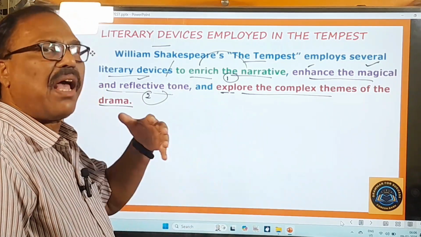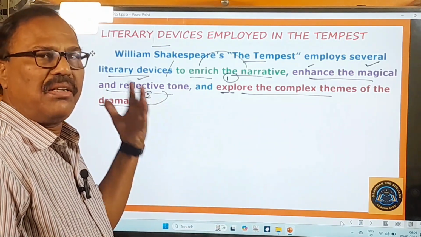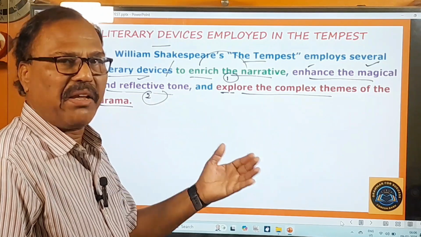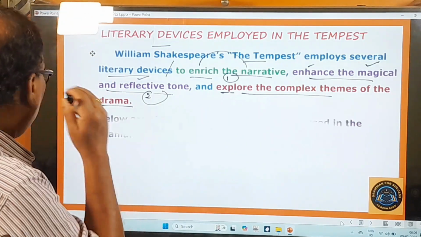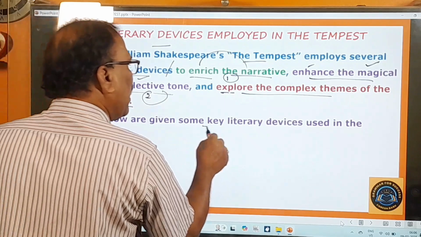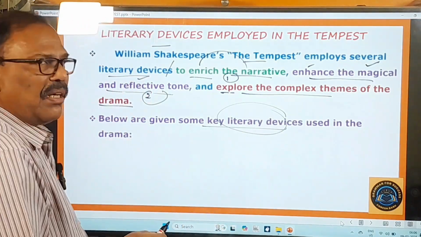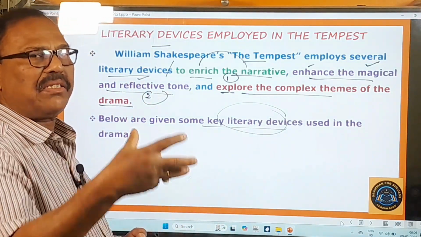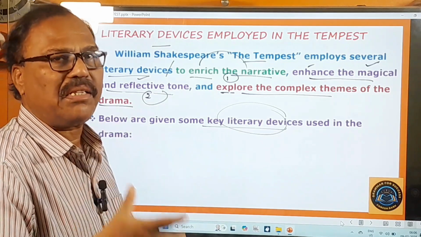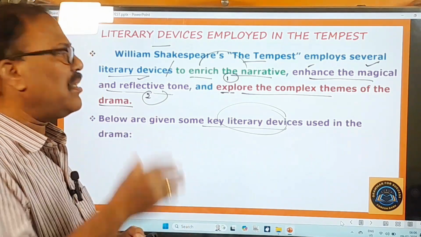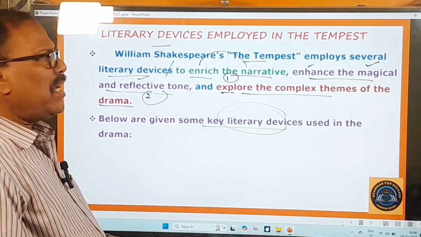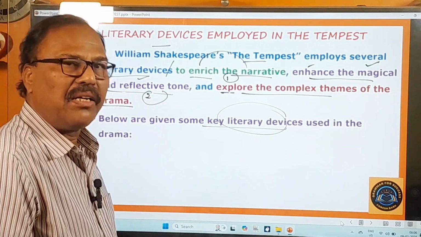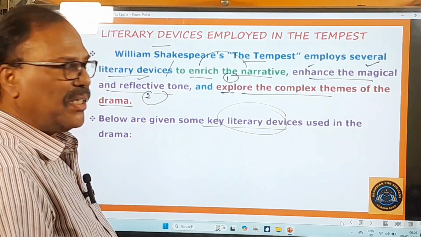Let us have a look at all those literary devices one by one. And here one more point is given. Below are given some key literary devices. I am not giving all the literary devices, but only the key literary devices. Key means very important literary devices that are employed in this drama. Now let's move on to the next slide in order to learn about the literary devices.